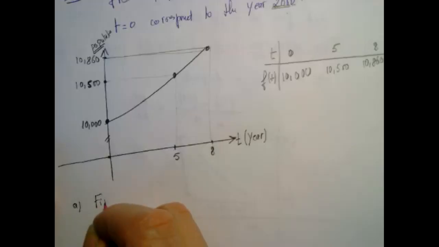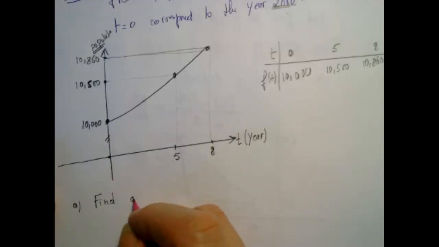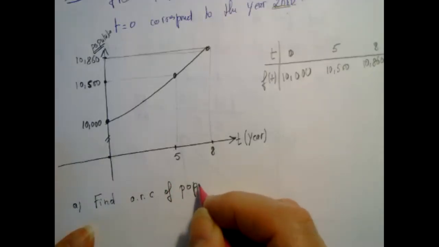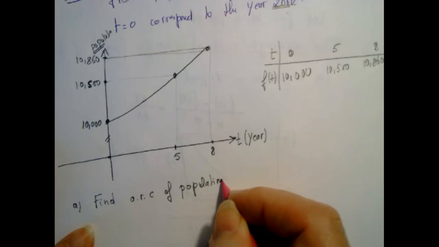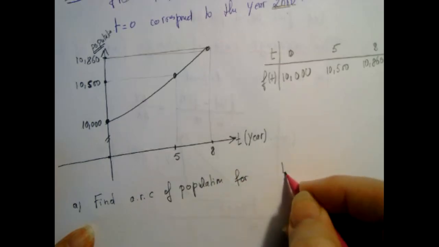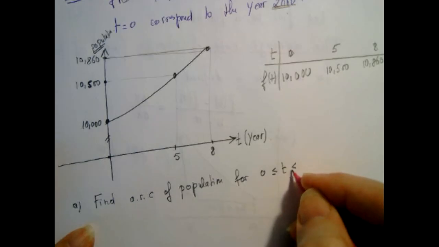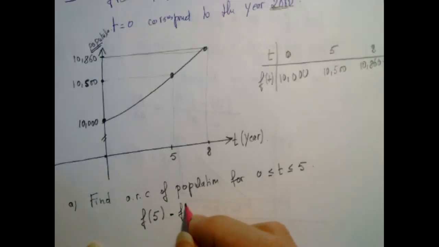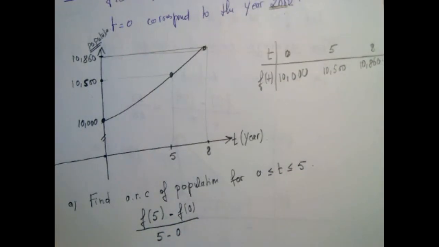find the average rate of change of the population for t between 0 and 5. Okay, what's the average rate of change? It's equal to the population at 5 minus the population at 0, over 5 minus 0. So I write it to remind you that's really the definition.